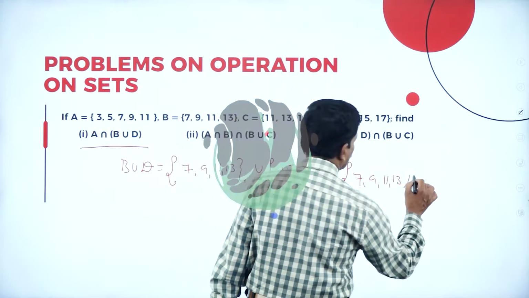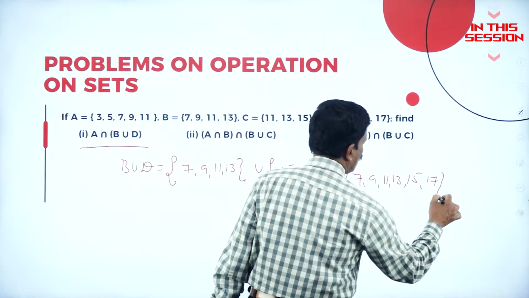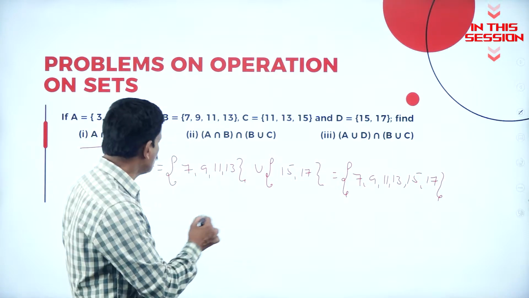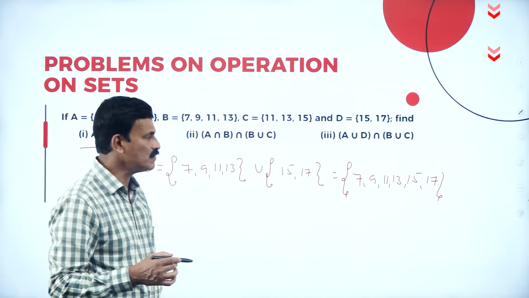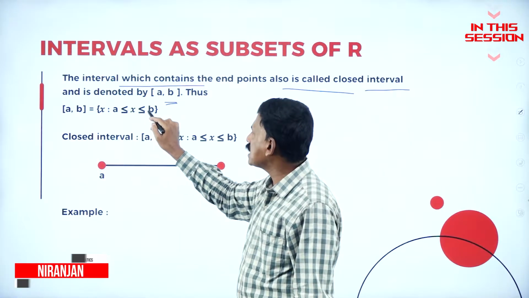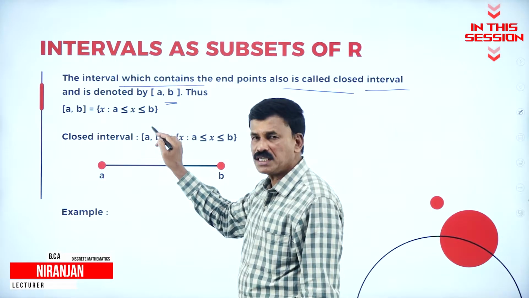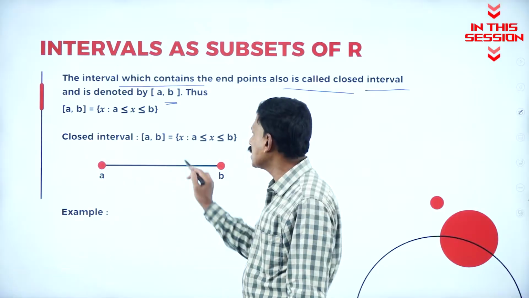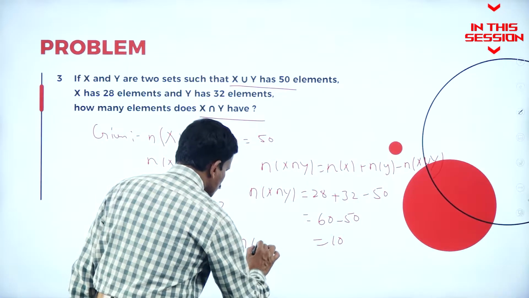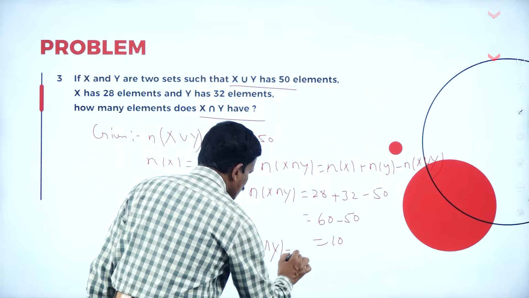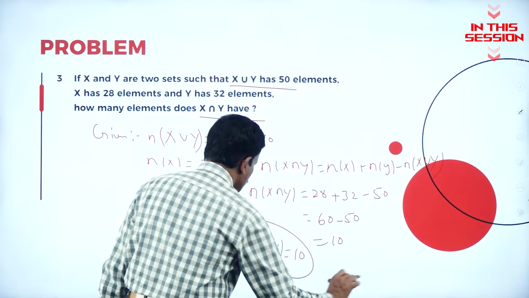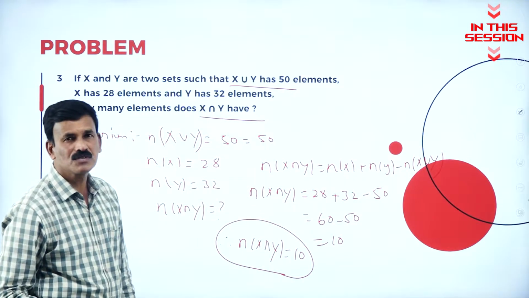So all the elements which come under both the sets are called the union of sets. A less than or equal to x less than or equal to b: the value of x lies between a and b, including a and b, is called the closed interval. The number of elements which are common in X and Y, n of X intersection Y, is 10. That's it. X intersection Y is 10.